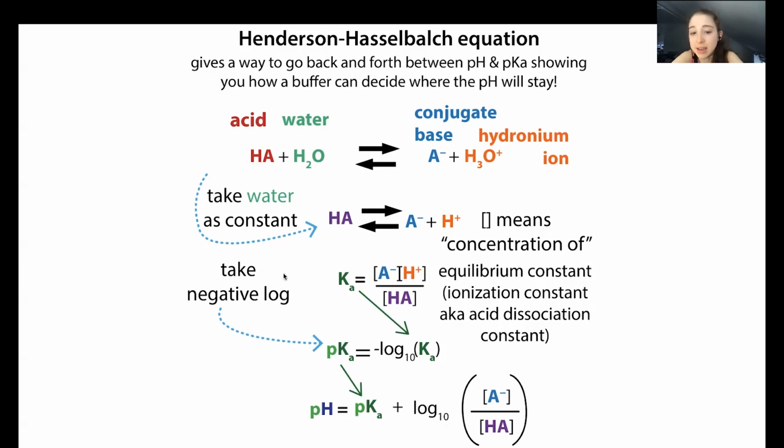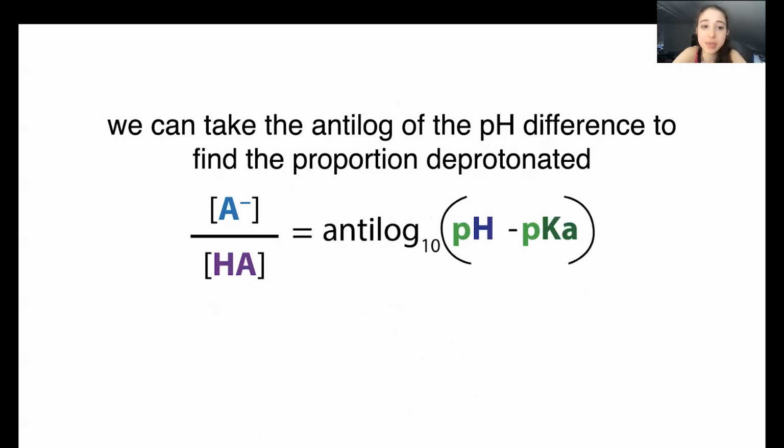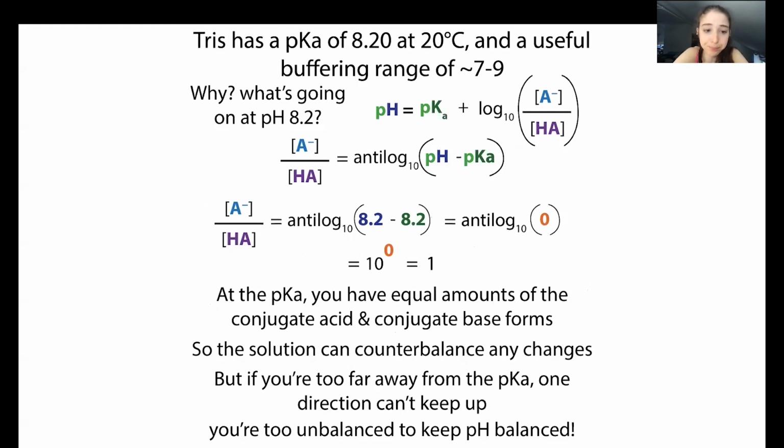And so we can have this equation where we have the log base 10 of A minus, the deprotonated, over HA, the protonated. This allows us to connect the pKa and the pH in order to determine what proportion will be protonated at various pH levels. And if you rearrange things and then take the anti-log of 10, this will allow you to see what proportion will be protonated or deprotonated.